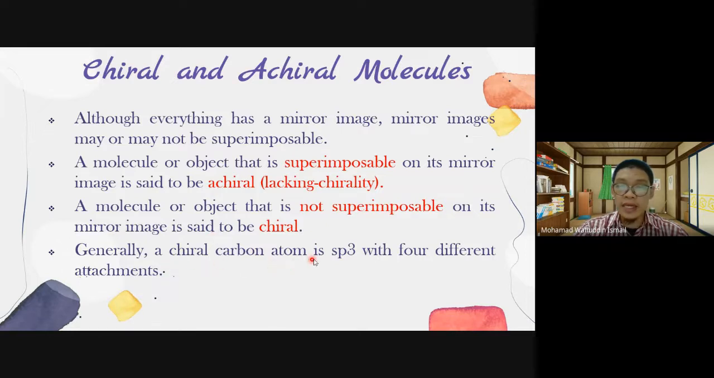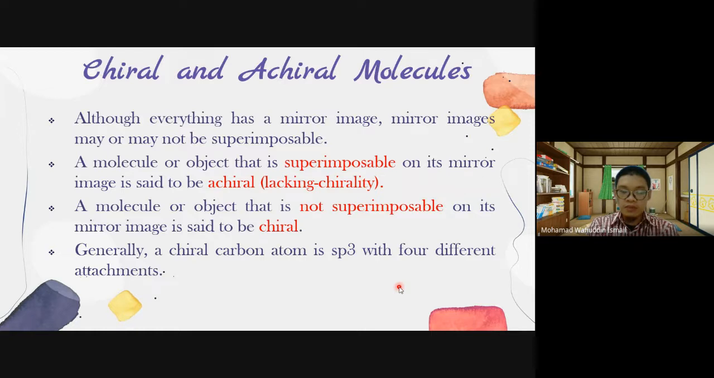Generally, a chiral carbon atom is sp3 with four different attachments. So here, when you look at your hand, try to imagine you put a mirror here, and this will be your mirror image.